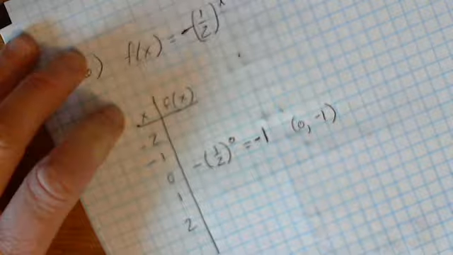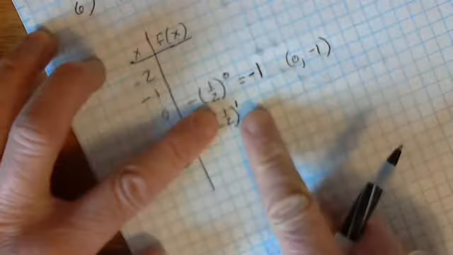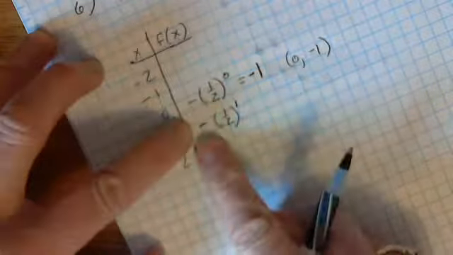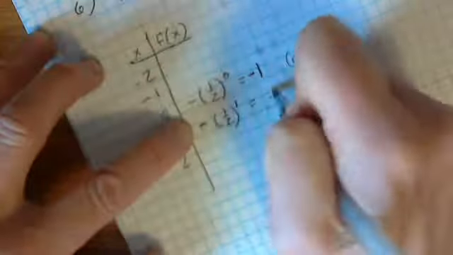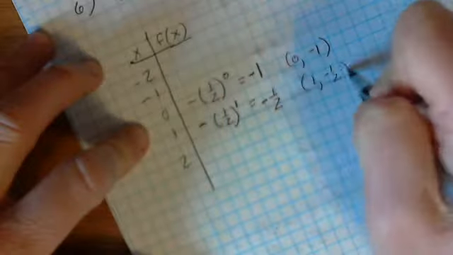Alright, let's put in 1 now. Opposite of 1/2 to the first power. Again, I do the exponent first. 1/2 to the first power is just 1/2, and then put the negative sign on it. So 1/2 with the negative sign on it. So I put in 1, and I got out -1/2.